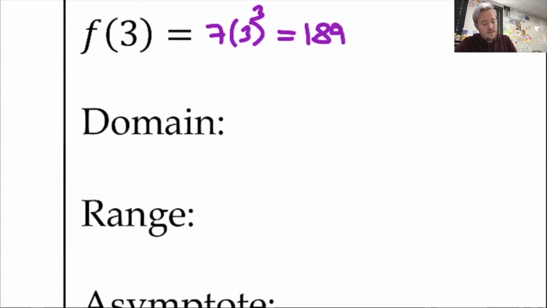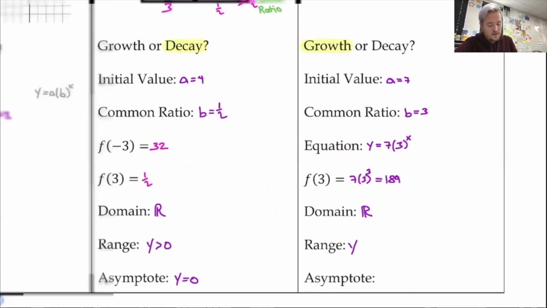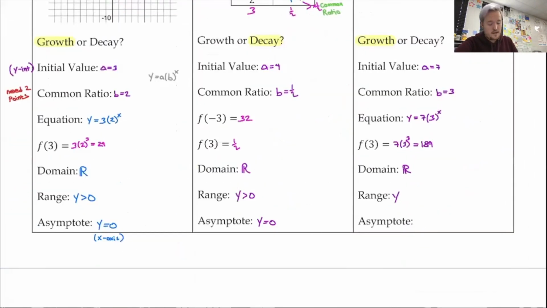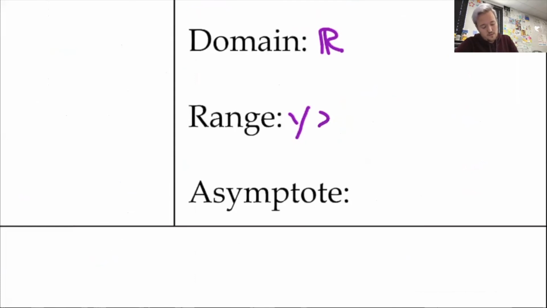All right, domain, as always, all real numbers. All right, range. So all my numbers are positive, which means it's above the x-axis, which means my range is greater than 0. And my asymptote, as always, y equals 0.